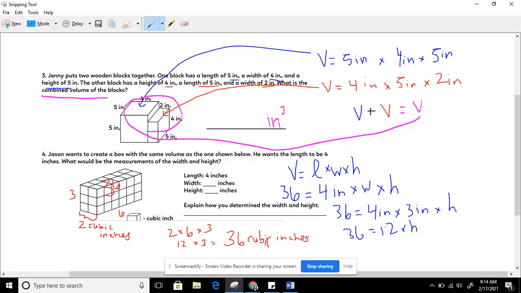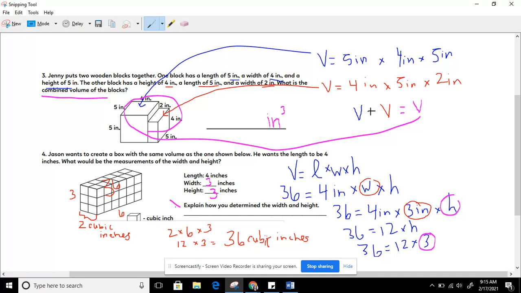So now I've got 36 is equal to 12 times the height. What can I put in for the height to get me to 36? Well, 36 can be equal to 12 times 3. So now the height can be 3. So the length is 4, the width we put in 3, and the height we put in 3. And so if you do that math out, 4 times 3 times 3, you're going to get 36. 4 times 3 is 12. 12 times 3 is 36. So your width here could be 3 inches. Your height could be 3 inches.